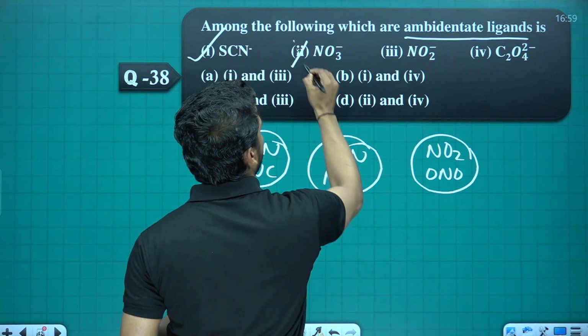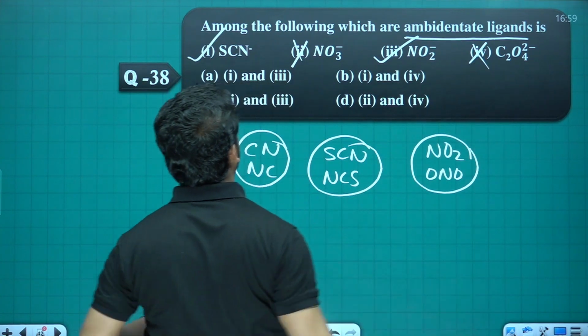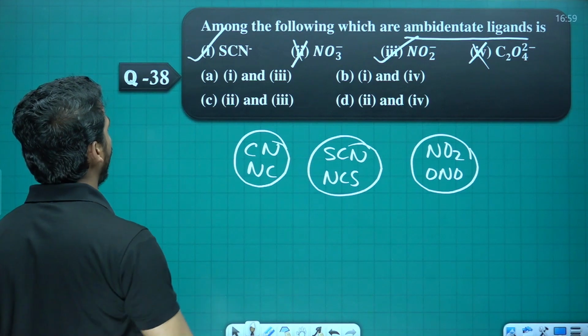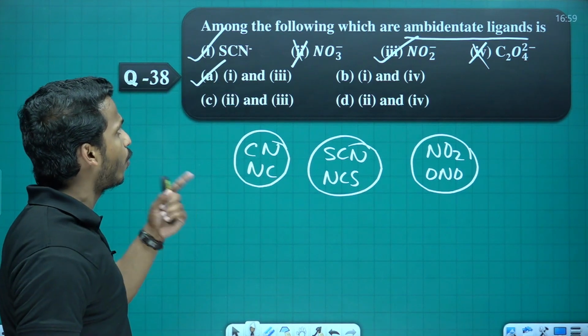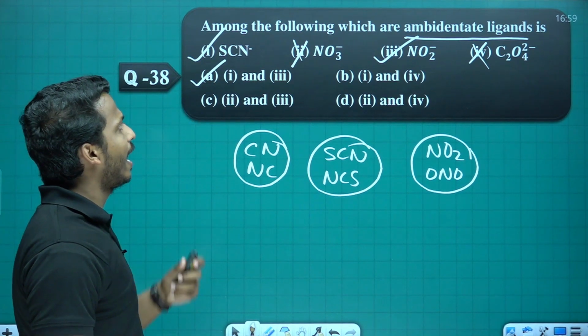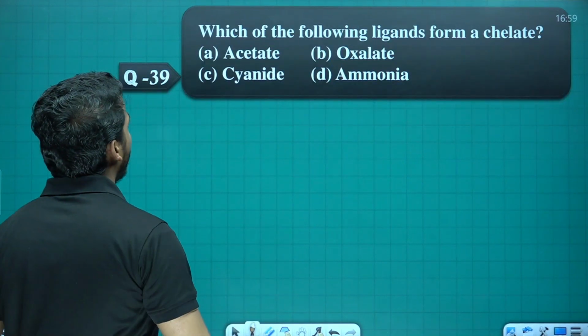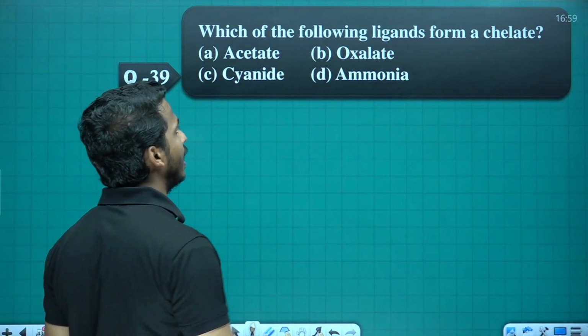Which of the following are ambidentate ligands? SCN, NO3 no, NO2, oxalate no. So 1 and 3 are correct. Which of the following are ambidentate? SCN and NO2 minus.